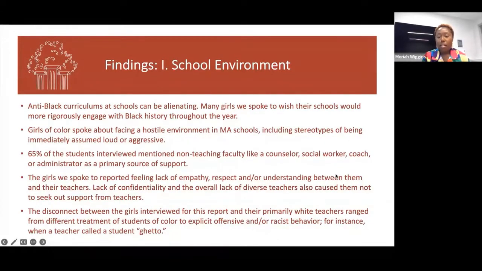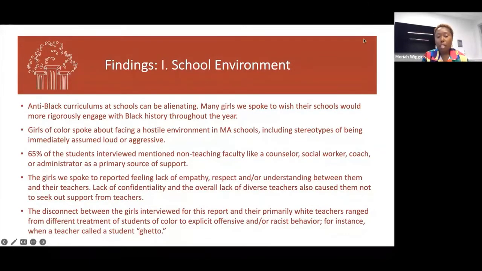And they also felt like that could have also been due to the lack of diversity among the teachers at their schools. That led them to not feel as comfortable speaking with those teachers about how they were feeling. That also led to somewhat of a disconnect, with some of the teachers being primarily white. Some teachers may not have had as much of a background in dealing with students from diverse backgrounds, and sometimes things would come up that would be interpreted by the student as inappropriate or offensive.